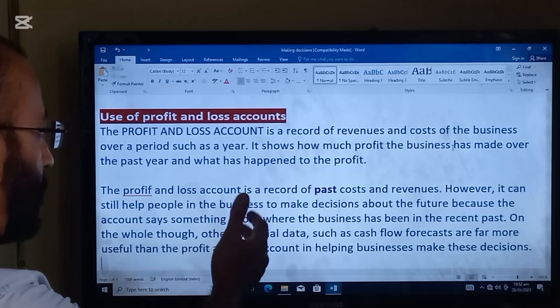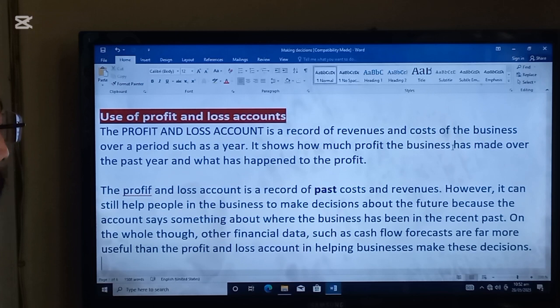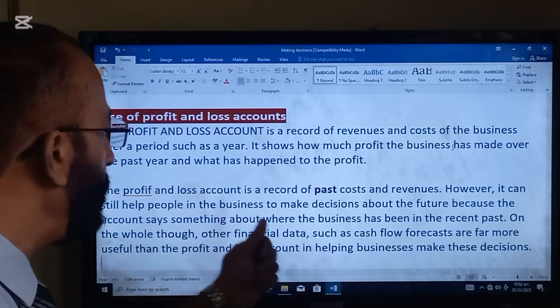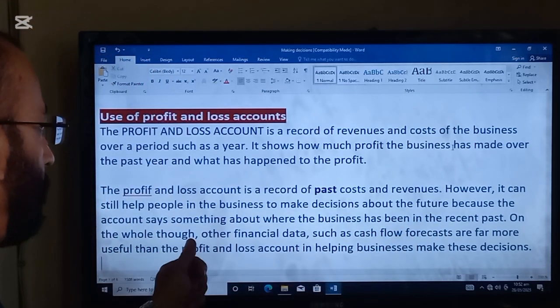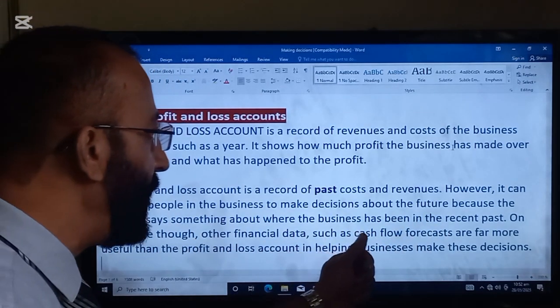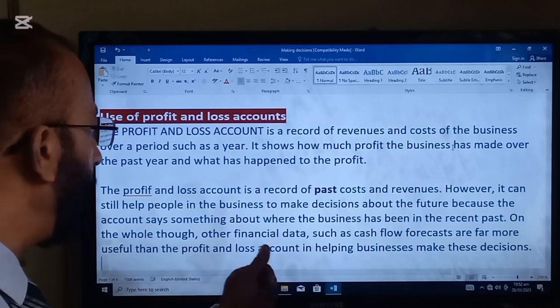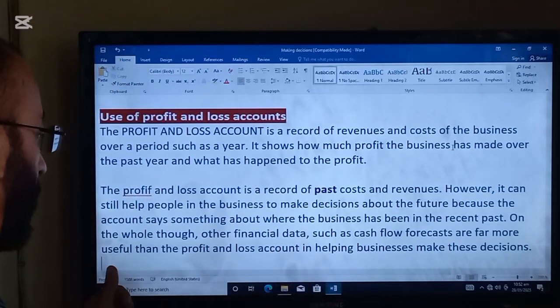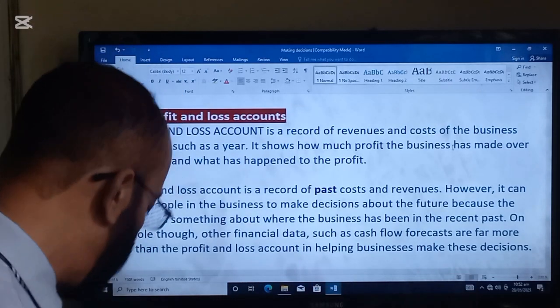The profit and loss account is a record of past costs and revenues. However, it can still help people in the business to make decisions about the future because the account says something about where the business has been in the recent past. On the whole, though, other financial data such as cash flow forecasts are far more useful than the profit and loss account in helping businesses make these decisions.